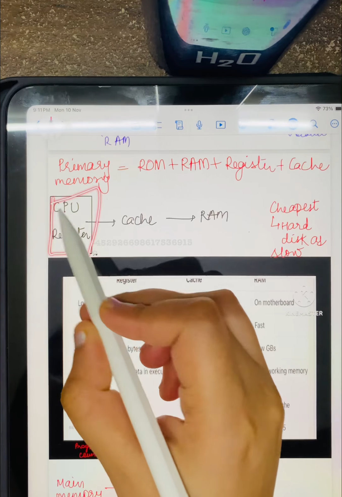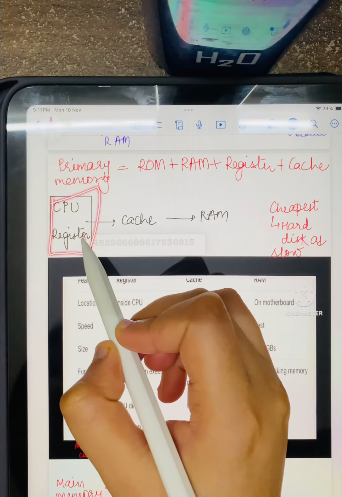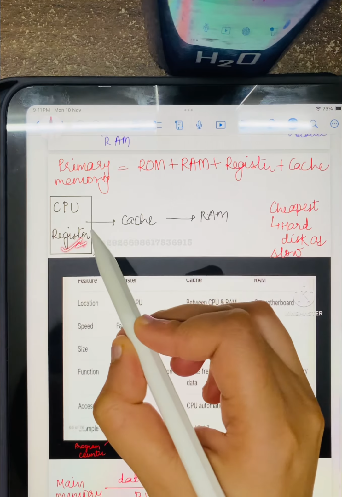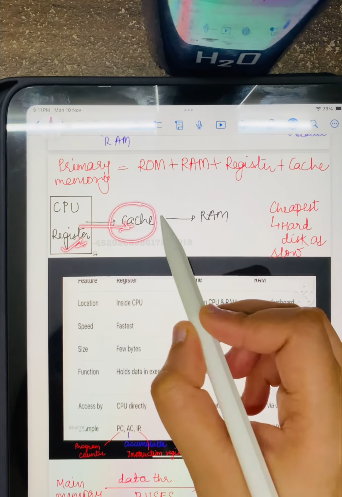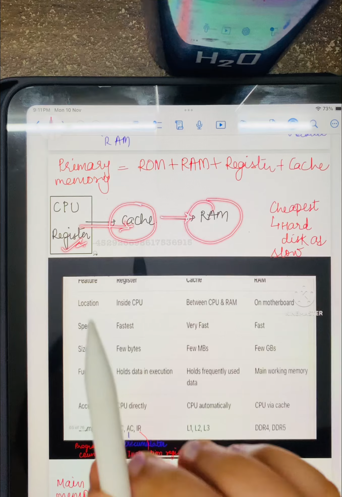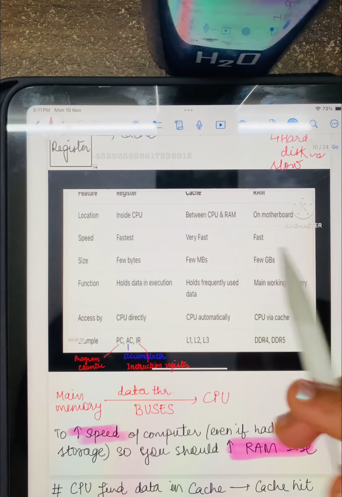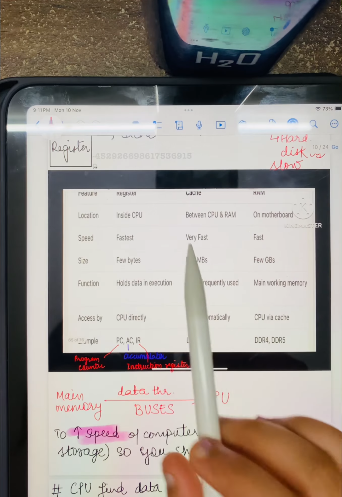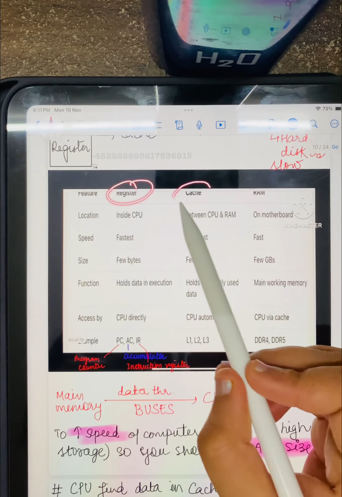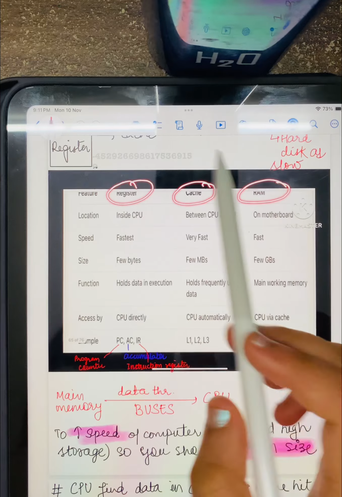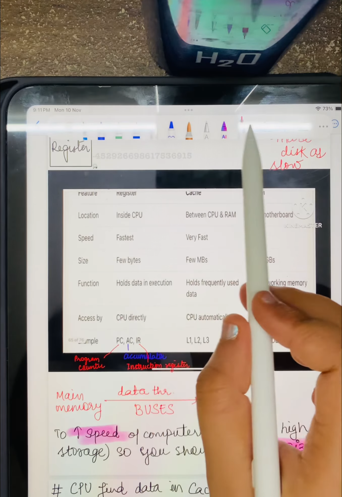So this is a CPU. It contains registers, which are for storing. Then it goes to cache, then it goes to RAM to search for data, to search storage. So let's learn the features of register, cache, and RAM. Okay, I'll rewrite it when I post it.